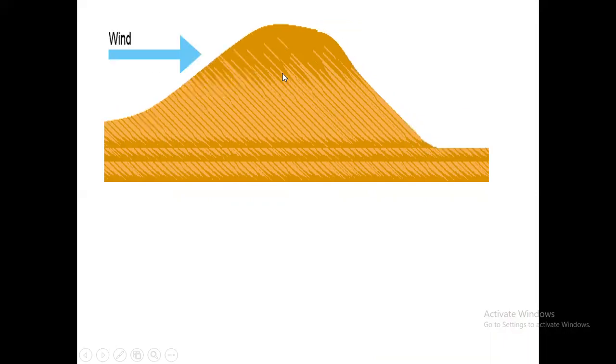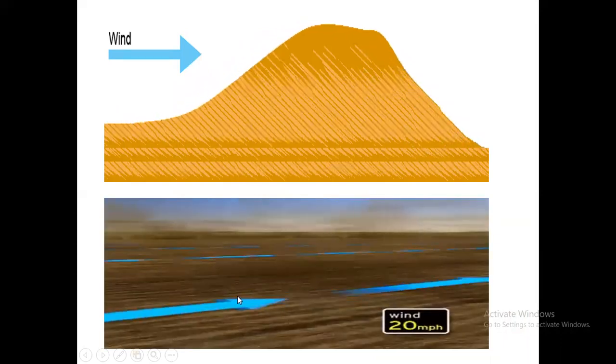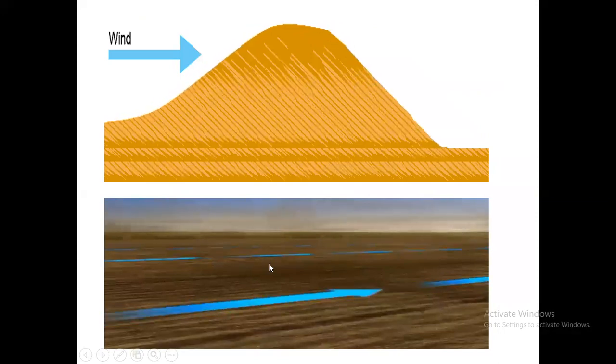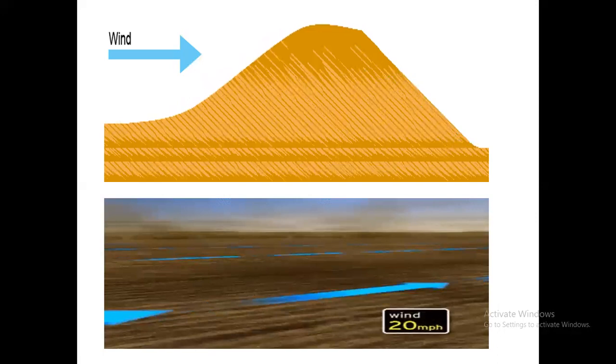Just like here we have sand. When wind hits the sand particles, it makes the sand move from one place to another. If we have a storm, it also causes erosion, moving the sediments from one place to another. This is a movement of weathered rocks.